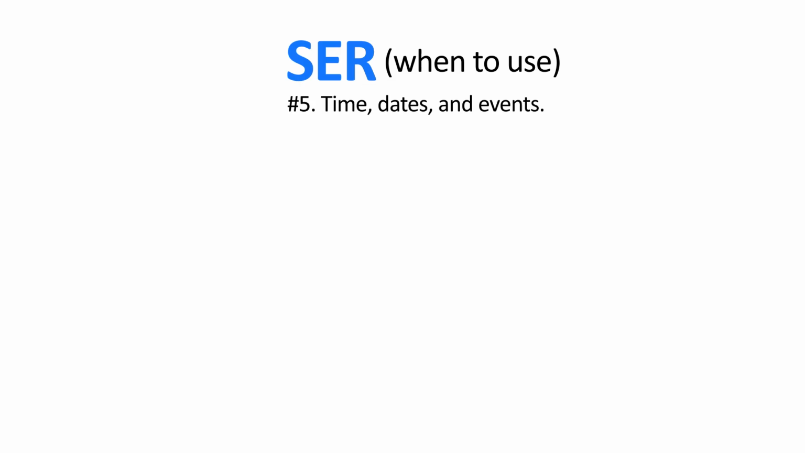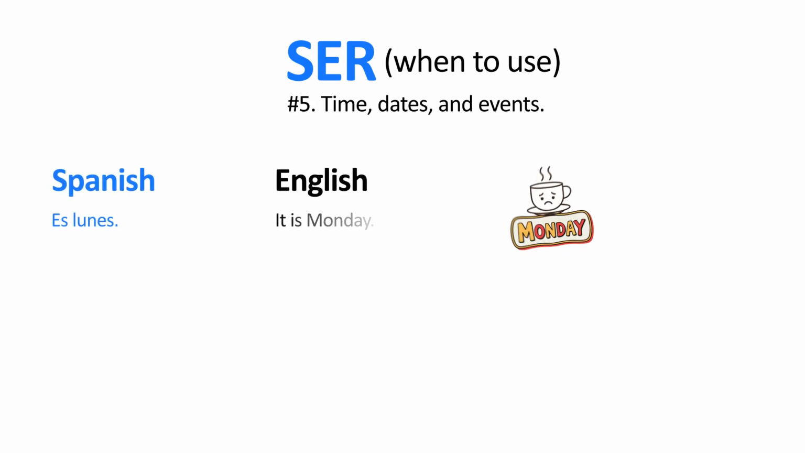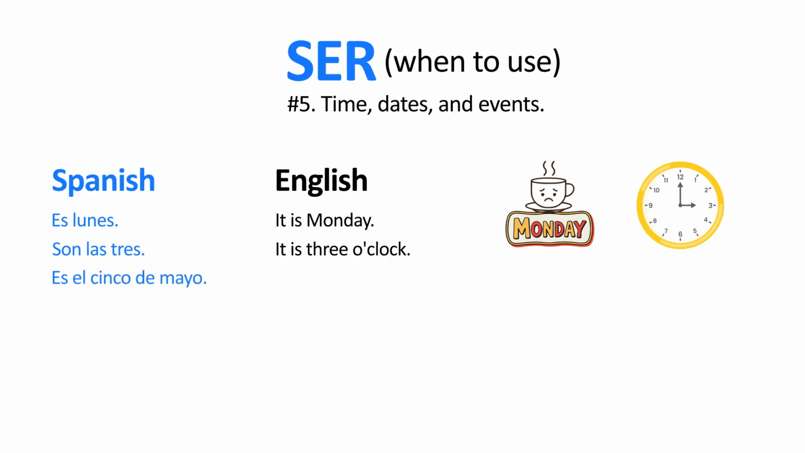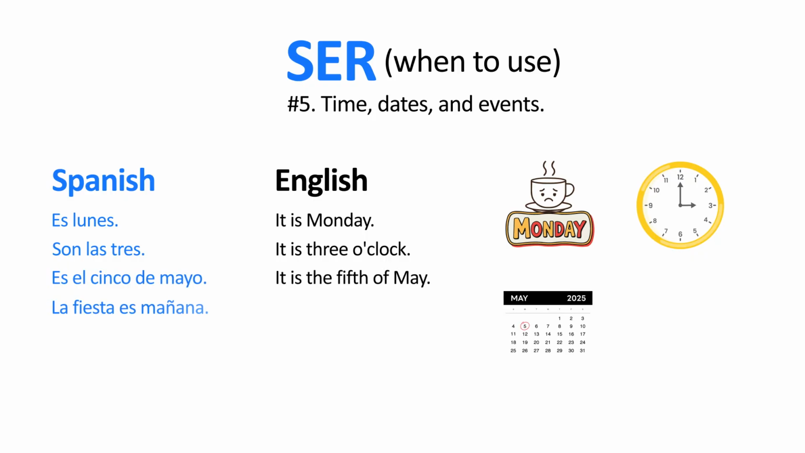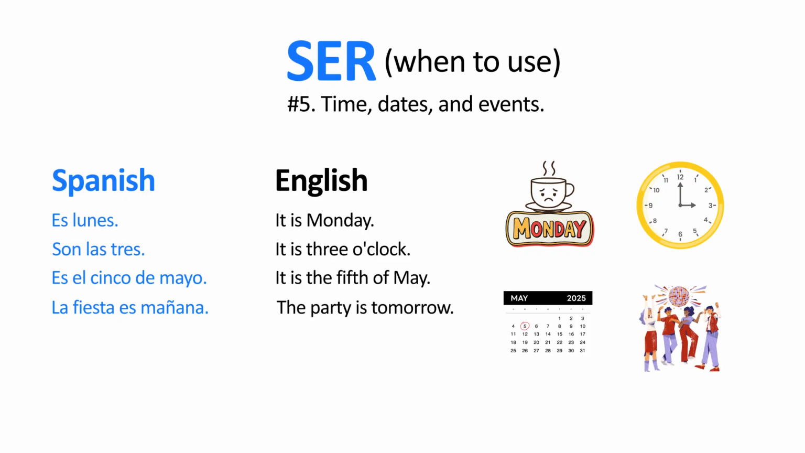Fifth category, time, dates, and events. Es lunes. It is Monday. Son las tres, pronounced tres. It is 3 o'clock. Es el 5 de mayo. It is the 5th of May. La fiesta es mañana. The party is tomorrow. For telling time and stating dates, Spanish always uses ser. This is just the convention. You're stating what time it is or what date it is as a fact.